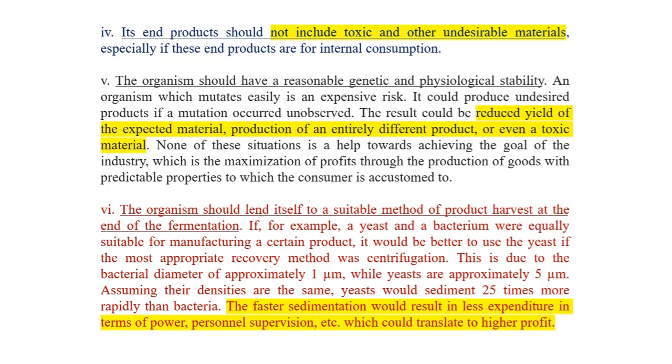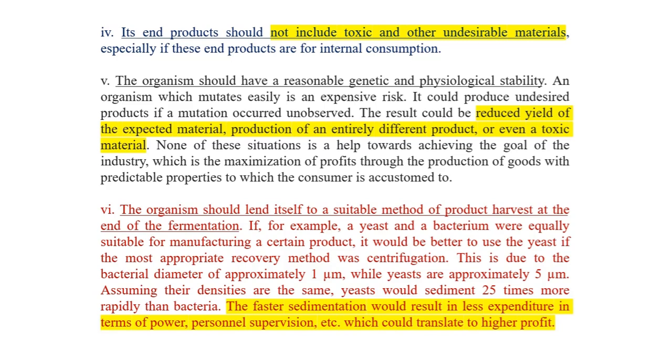We have to ensure that this organism has its own genetic material, and the genetic material should not be modified or disappear, if it is a plasmid. So maintaining the mother culture is very important, and the organism should have reasonable genetic and physiological stability. This physiological stability is very important. So the result could be reduced yield of expected material, the production of an entirely different product, or even a toxic material.